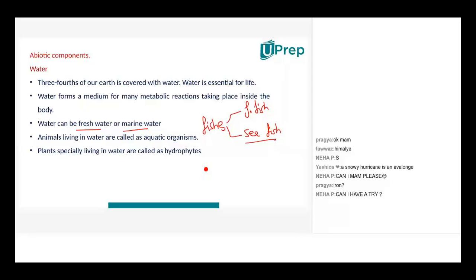So let's go on. The animals living in water, the fishes, the turtles, and all the other biotic components that live in water, are called aquatic organisms. The word aqua means water. And organisms which live in water are called aquatic.